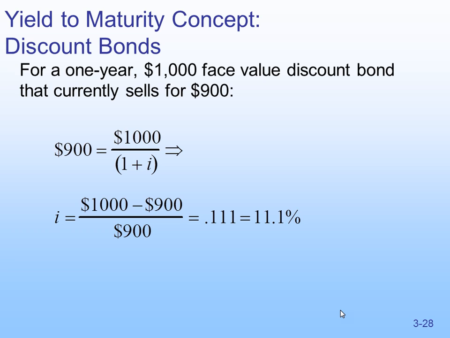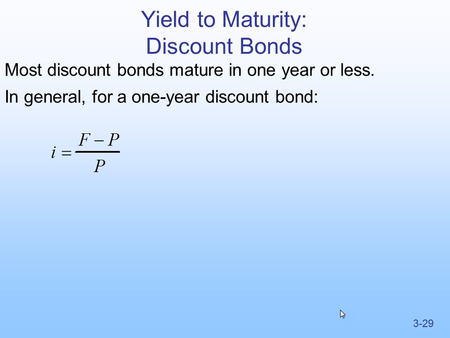Now, most discount bonds are short-term bonds. That means that they mature in a year or less. Most of them are short-term. So in general, for a discount bond, you can use this equation. The yield to maturity equals face value minus the purchase price divided by the purchase price, which in this case is 11%.